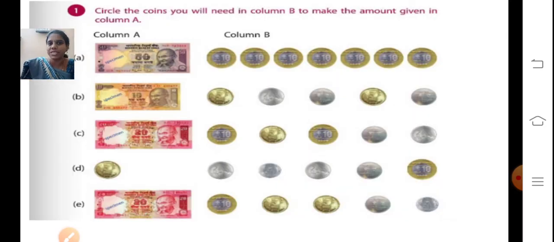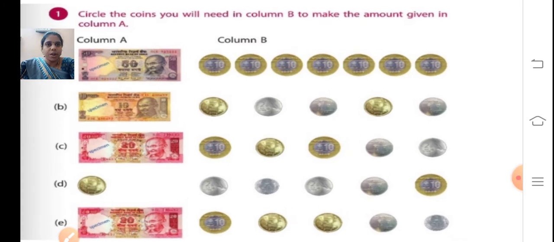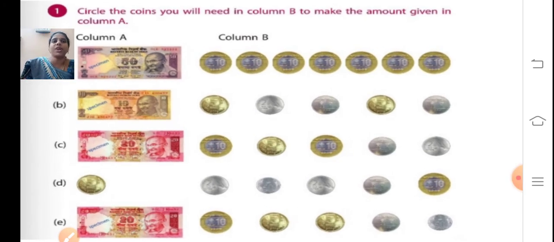So, now we are going to do some sums. Circle the coins you will need in column B to make the amount given in column A. See, in column A, some amount is given, and we are going to match it with some coins in column B. We are going to match exactly. First, see what is in column A, then circle the coins. See, 50 rupees means we are going to circle the correct coins.